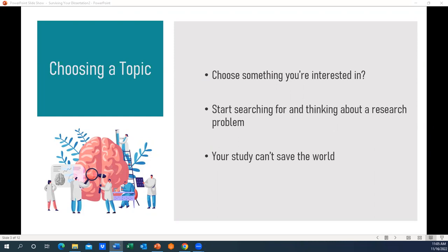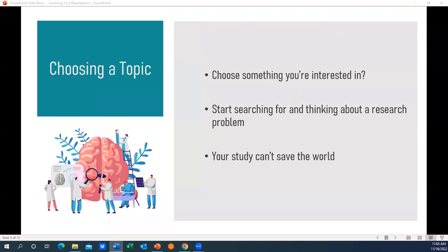Start searching for and thinking about a research problem, right? So that's the next step, what I just said. If you're interested or you're drawn towards something, go to the research, because the answers about what needs to be done in the research problem are in the research. And your study can't save the world.